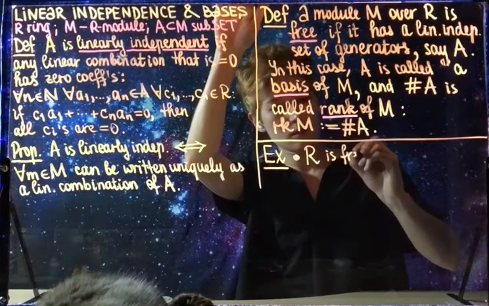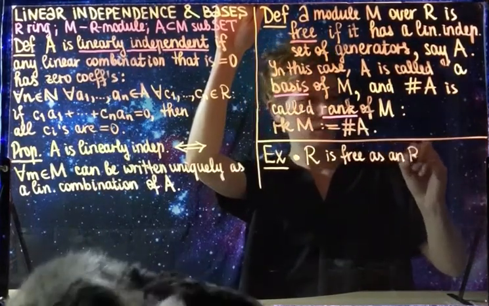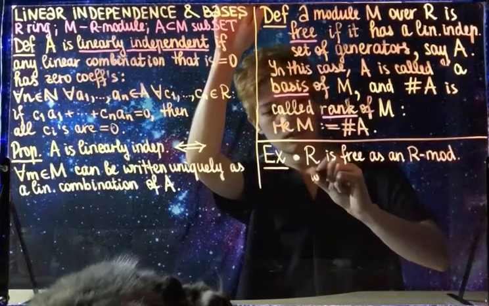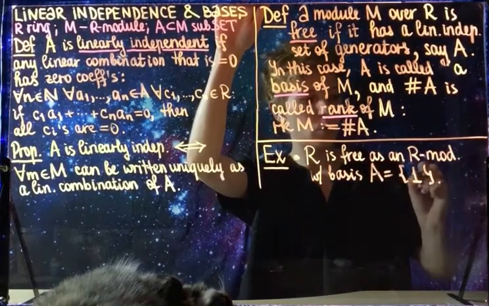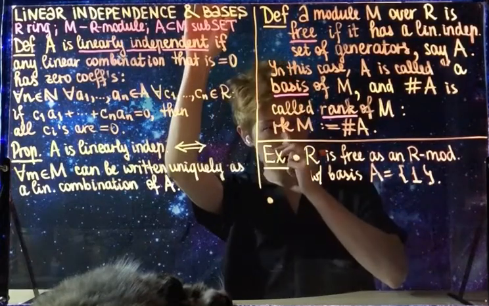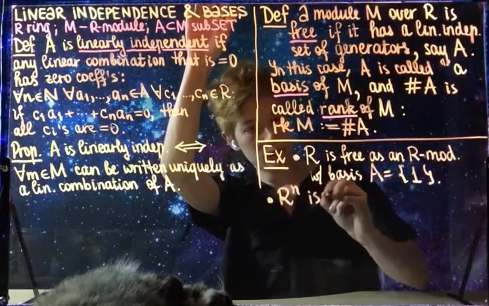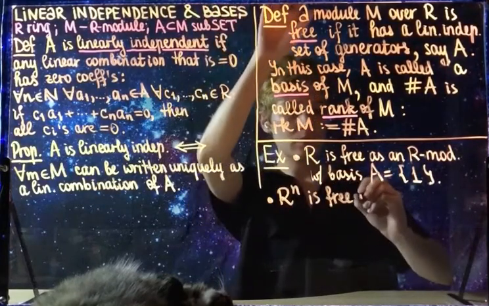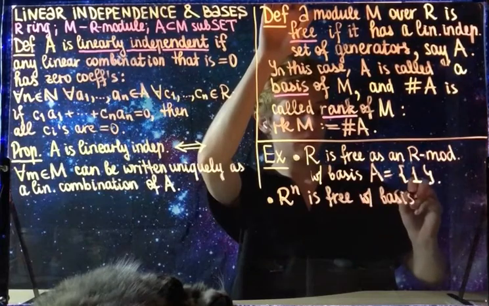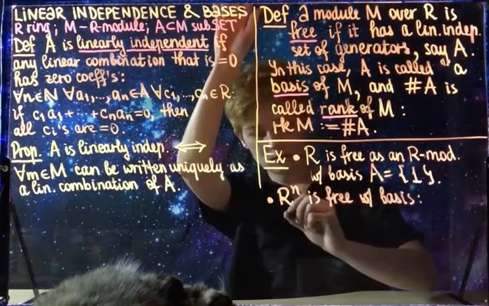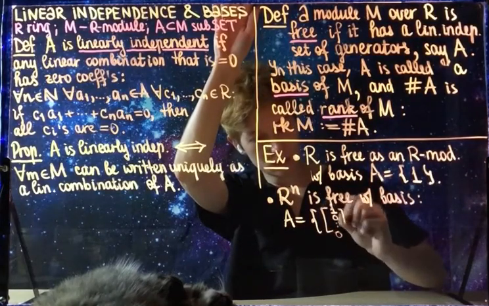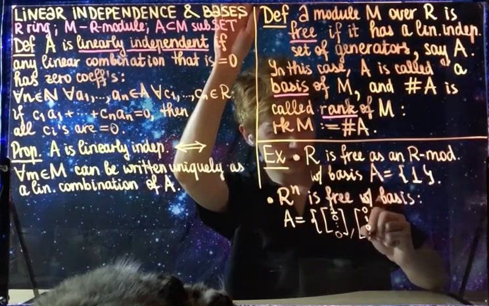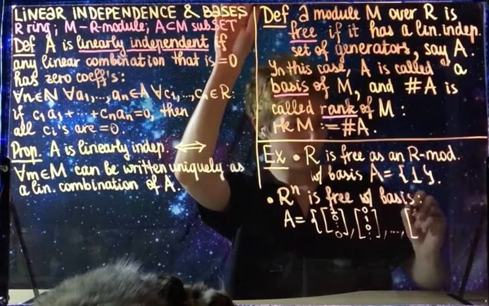R is free as an R-module with the basis A consisting of just one element, 1. R to the n is free with the basis consisting of the standard vectors: 1, 0, 0, 0; 0, 1, 0; etc. through 0, 0, 0, 1.